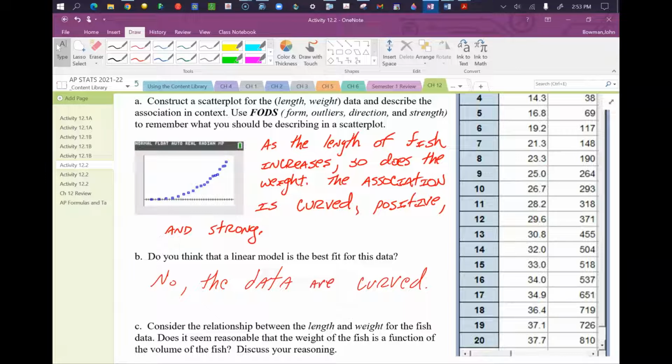In part C, it says, consider the relationship between the length and weight for the fish data. Does it seem reasonable that the weight of the fish is a function of the volume of the fish? Well, yeah, actually it does, because weight is a function of volume, and volume is basically 3 dimensions, and length is 1, so maybe there's a cubic relationship there.